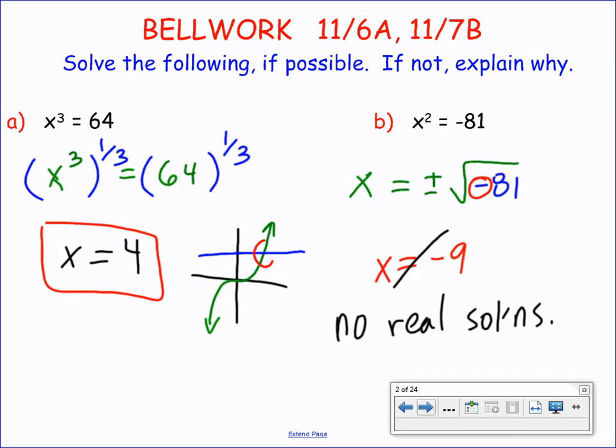How many real solutions are there? 1, and there it is. We found it. Okay, let's go ahead and take a look at number 1b.